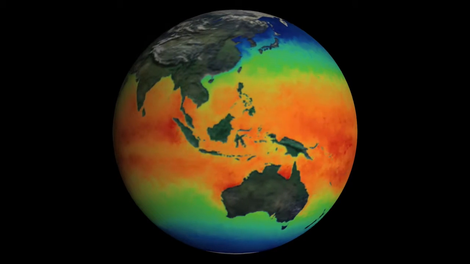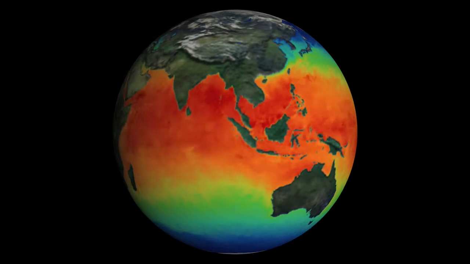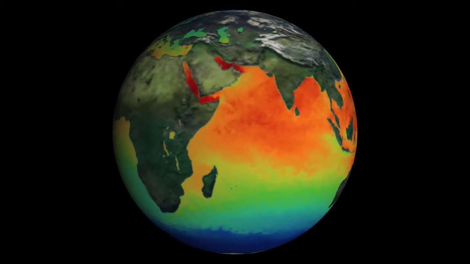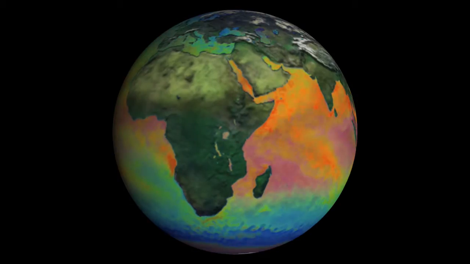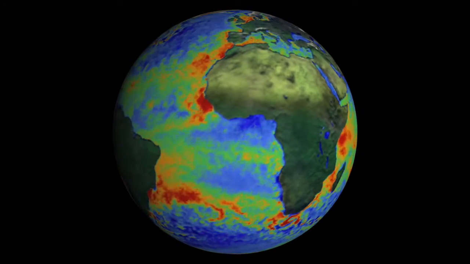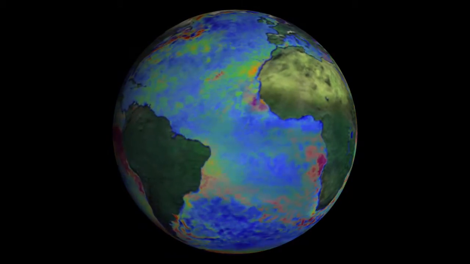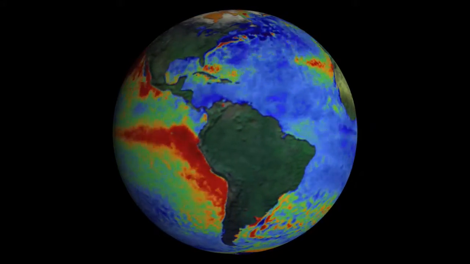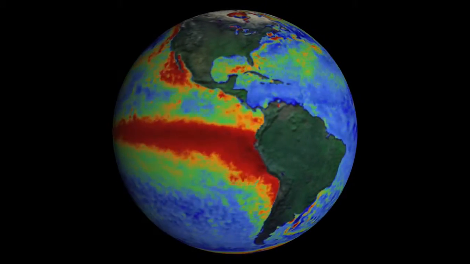With such data, it is possible to detect the anomalous increase in temperature that occurs when the normally cool water of the Eastern Pacific is replaced by warmer water. This phenomenon is known as an El Niño. An El Niño can disrupt climate on a global scale, causing widespread droughts and floods.